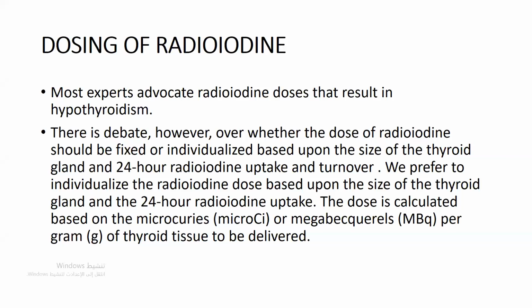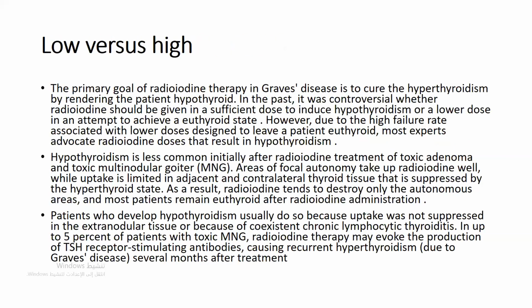Usually, individualization means the radioiodine dose is based upon the size of the thyroid gland and the 24-hour radioiodine uptake. The dose is calculated based on microcuries or MBq of thyroid tissue to be delivered, and this is usually calculated by the radiologist.